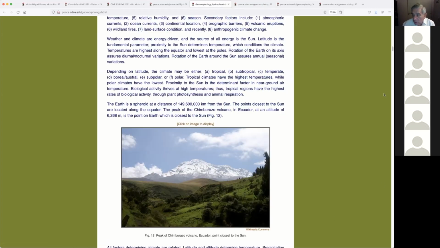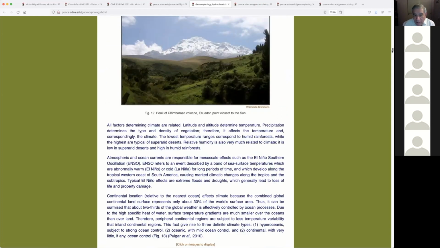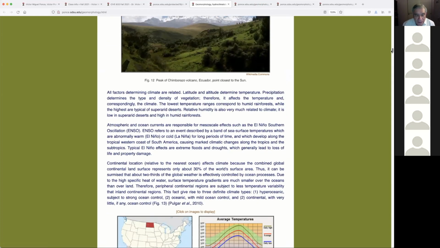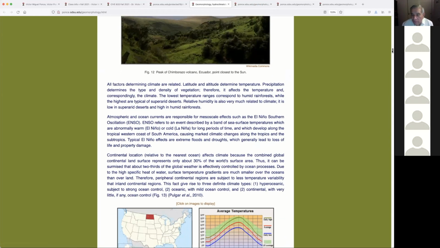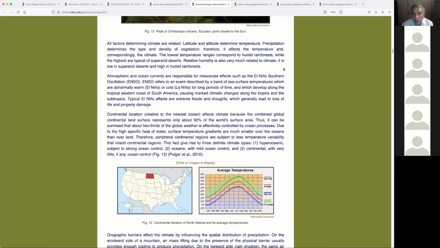Okay, so as you can see, the weather is determined by latitude and all sorts of other things in here. Atmospheric currents, okay, the El Nino Southern Oscillation. We referred to El Nino briefly. We talked extensively about El Nino in our hydrology class. So those of you that took it last year or will be taking my hydrology class next year, surface water hydrology, CIVE633, we will learn quite a lot about El Nino.